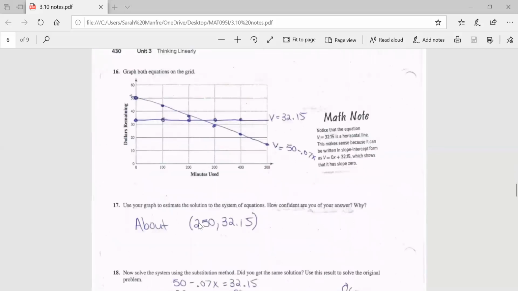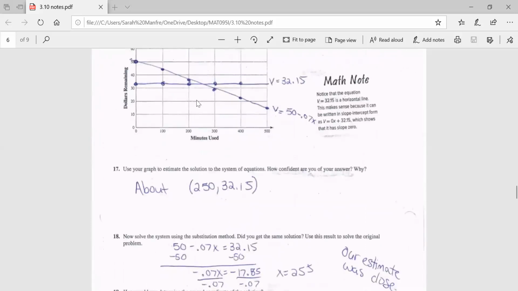And it asks us to use your graph to estimate the solution to the system. Well, the solution is right about here. It's right in the middle, about 250, maybe 32. At 32.15, and the reason we can be confident about 32.15 is because that's a horizontal line. How confident are you in your answer? It's probably not perfect, but it's pretty close because you can't see exact numbers in the middle here.